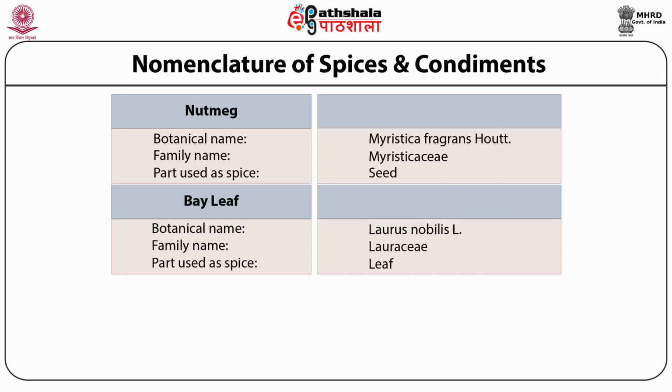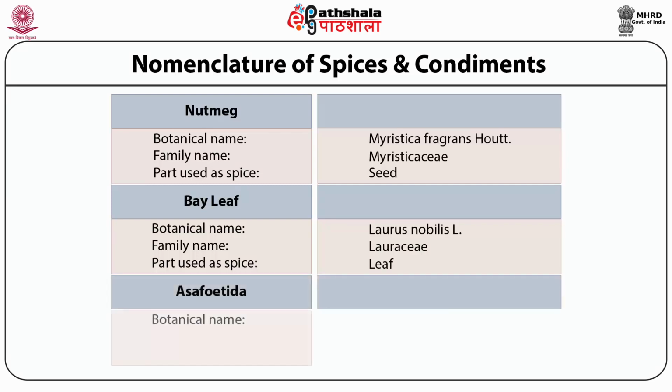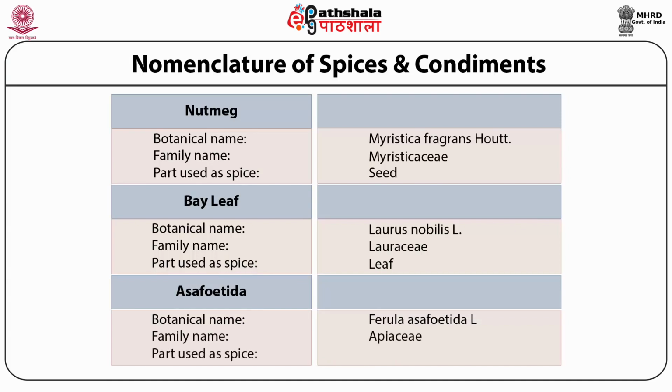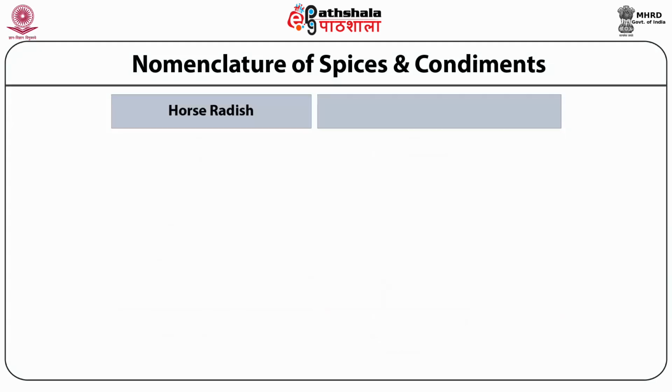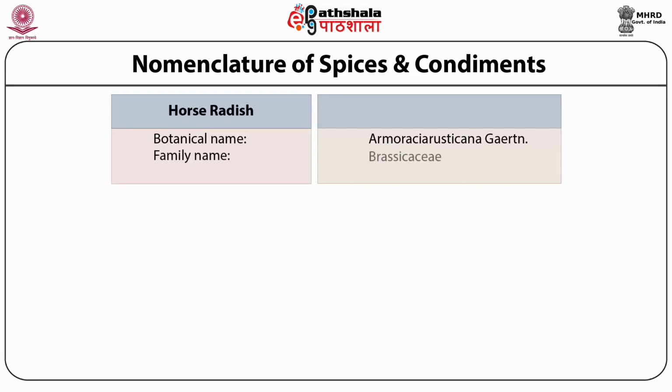While in asafoetida, the botanical name is Ferula asafoetida L. It belongs to the family Apiaceae, and the part of the plant used as spice is the oleo gum resin from rhizome and thickened root. Horseradish. It's botanically called as Armoracia rusticana. It belongs to the family Brassicaceae. The part of the plant used as spice is the root.